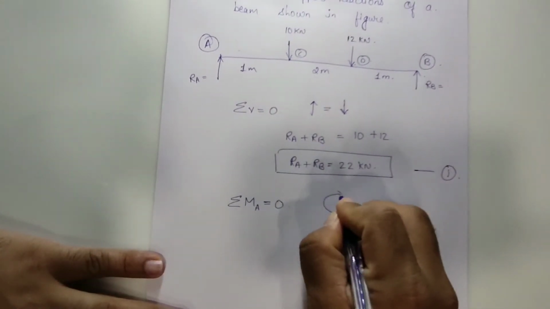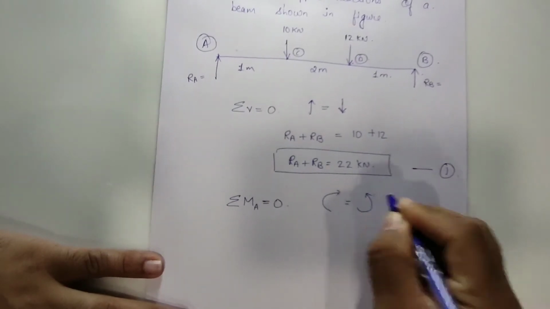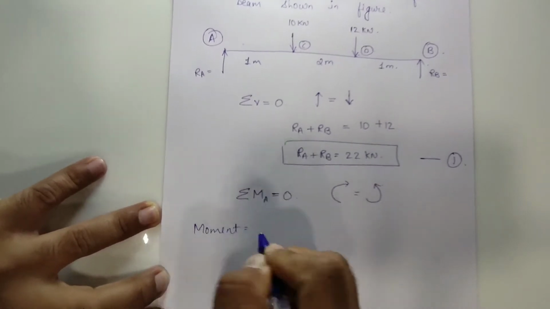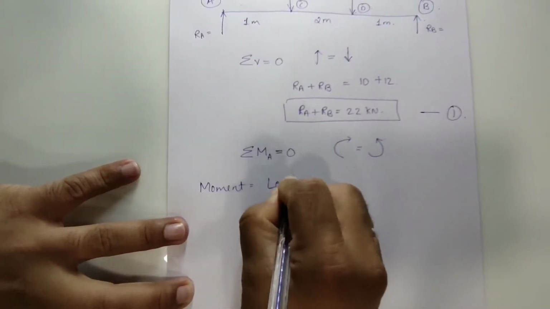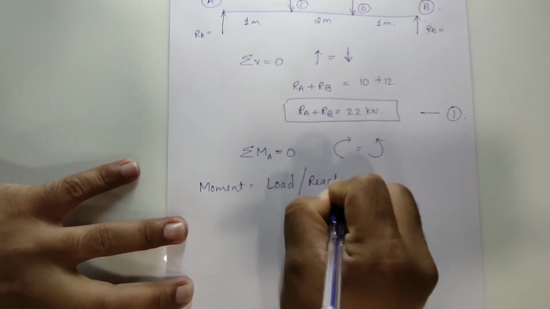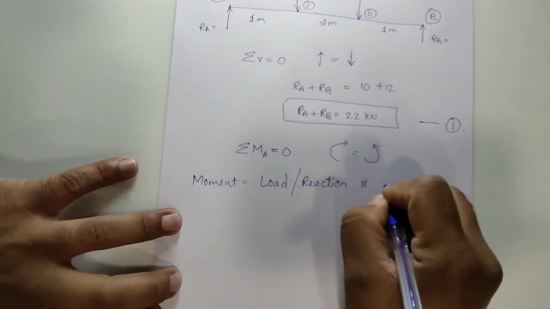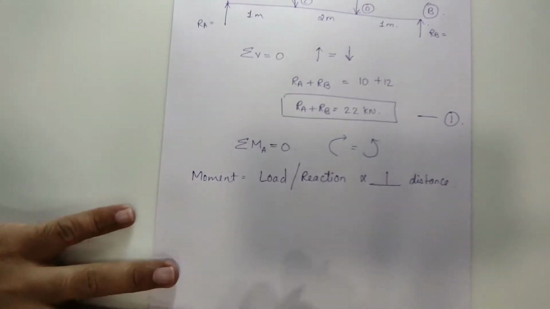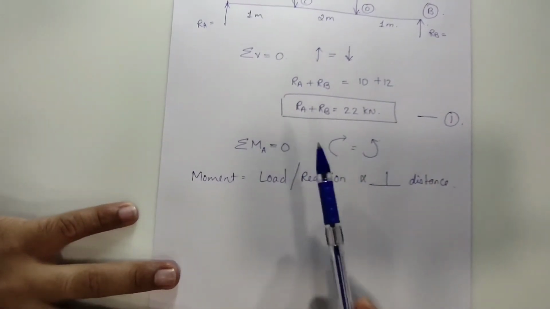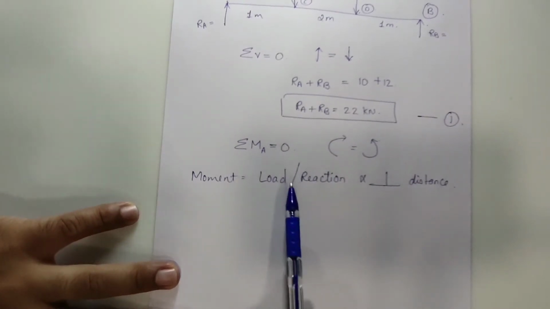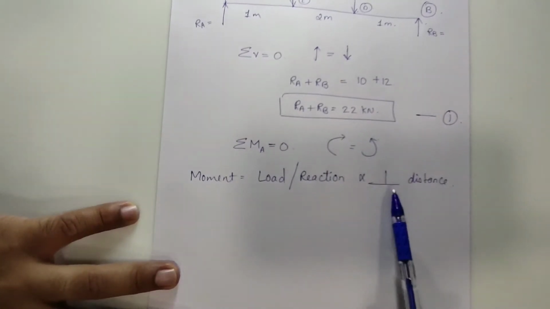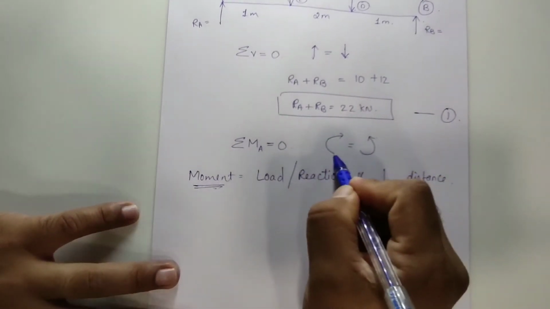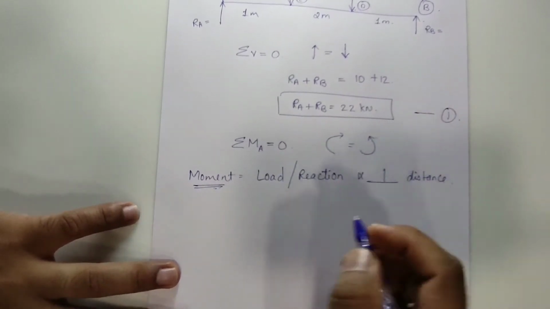So clockwise is equal to anti-clockwise. Now what is moment? We all know that moment is equal to load or reaction into perpendicular distance. So whenever you are taking the moment, whatever the load or reaction is there, you have to multiply it with the perpendicular distance only, and that will form a moment. Okay, so I have presented that clockwise is equal to anti-clockwise.